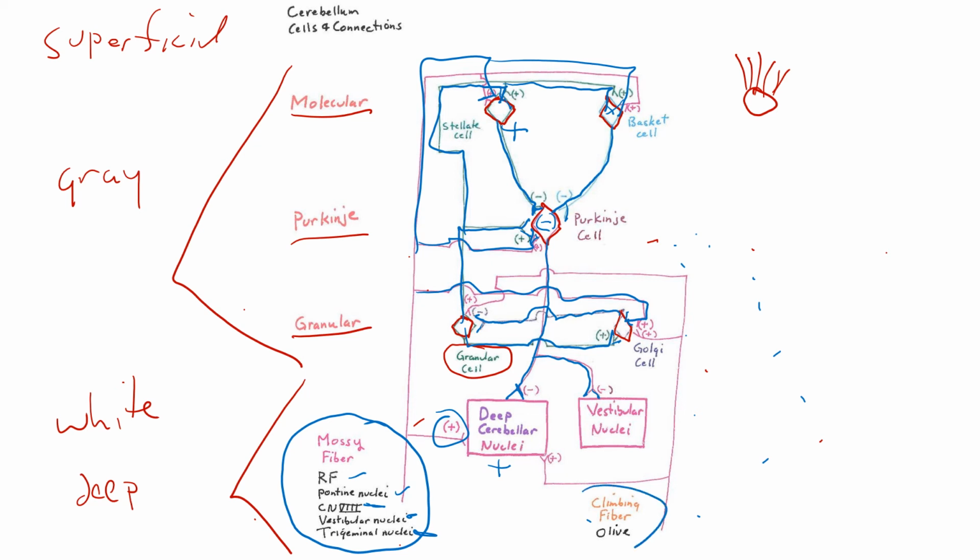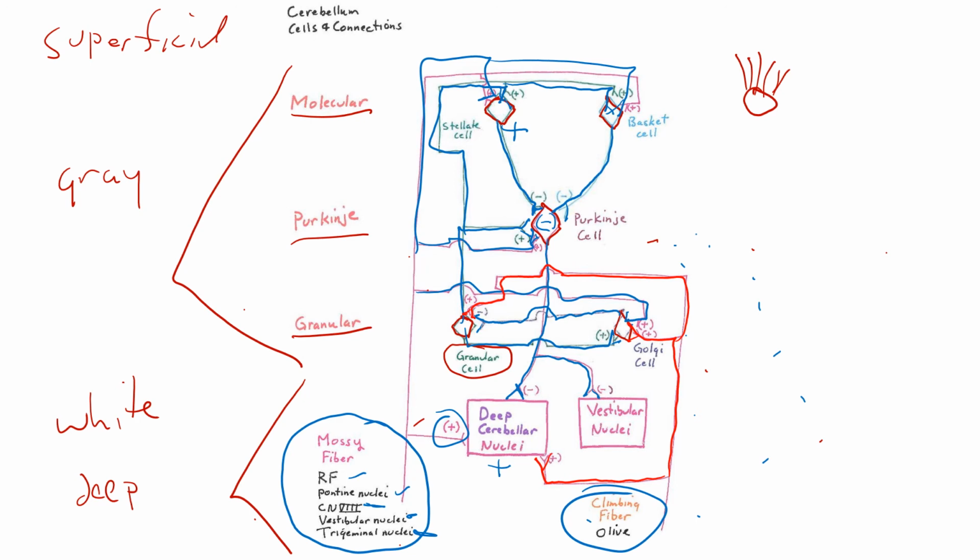The other white matter fiber is going to be the climbing fiber. The climbing fiber comes from only one area, and that is the olive or the olivary complex, which is also a motor system controller. Notice that these fibers are going to come into the deep cerebellar nuclei. They are going to be excitatory. They are going to be excitatory on the Golgi cell. And the real big connection is that these are going to be excitatory on granular cells.